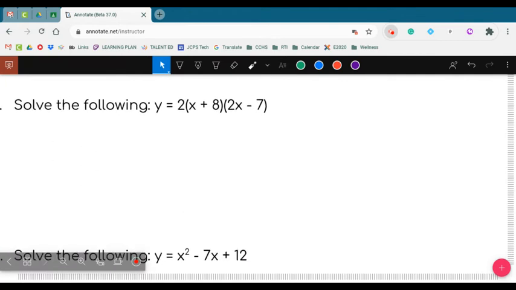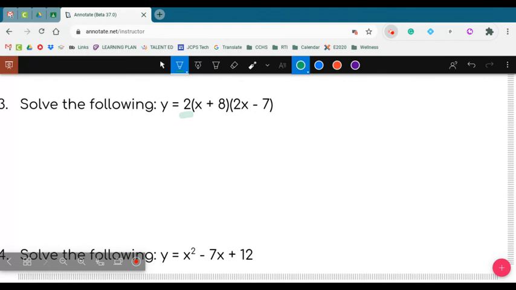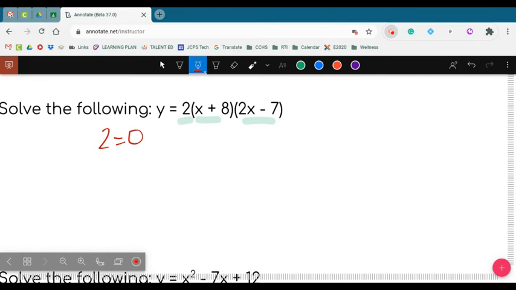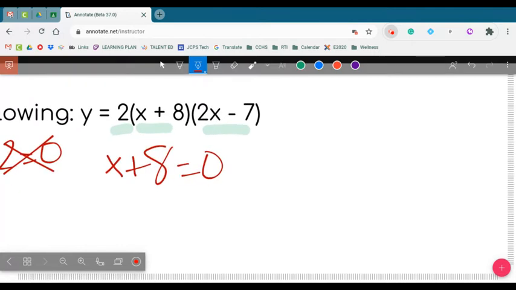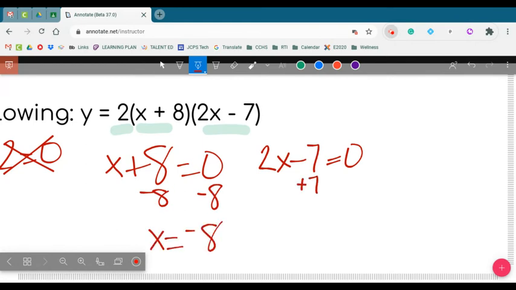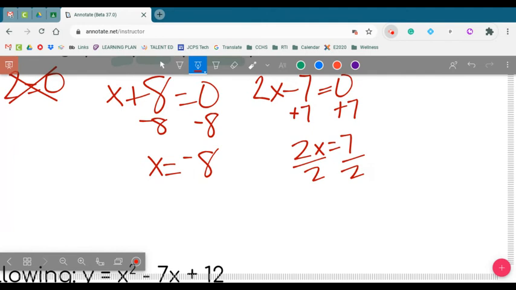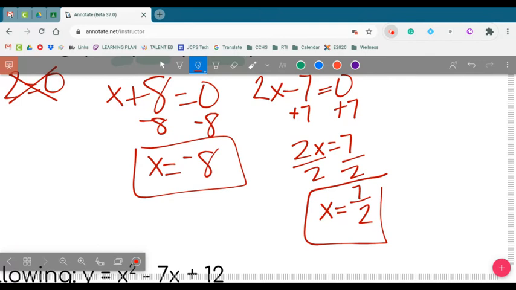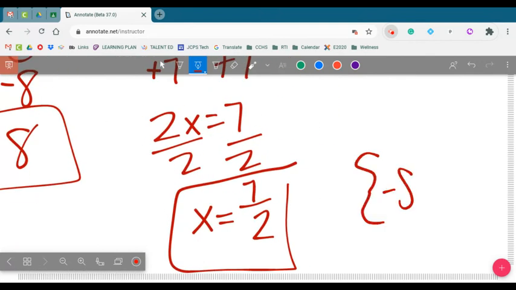Okay, so the next one, it says solve the following. Whenever it says solve, we have to set each part equal to 0. So I'm going to have 2 equals 0, that's not true, though. x plus 8 equals 0, and 2x minus 7 equals 0. Minus 8, x equals negative 8. Add 7, 2x equals 7. Divide by 2, you get x equals 7 halves. So those are my two solutions. Write those as a solution set: negative 8, comma, 7 halves, because negative 8 is smaller than 7 halves.